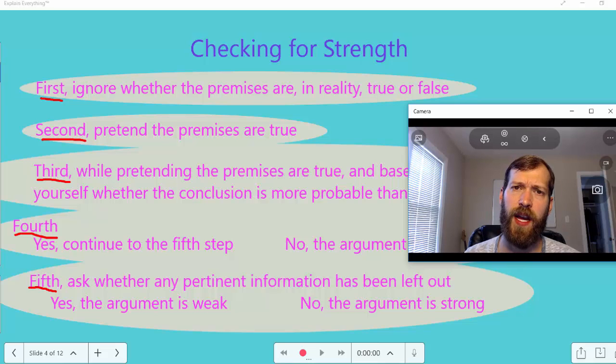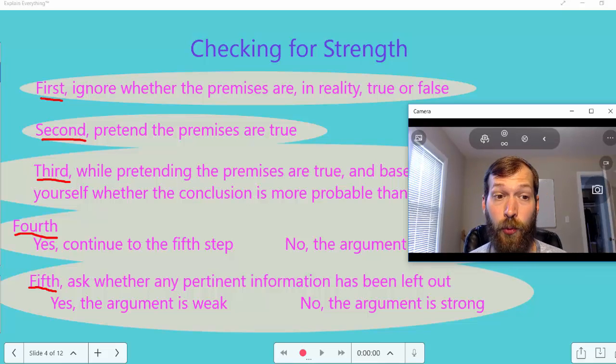So in the same way as for validity, we ignore whether the premises are in reality true or false. We're going to ignore that when checking for strength. The question of whether the premises are in fact true doesn't come into play until we get to cogency. At this level, when we're checking for strength, we just care about examining the inference and whether the inferential move is good. So ignoring whether the premises are in reality true, we do pretend that the premises are true, which again is very similar to when we're checking for validity.